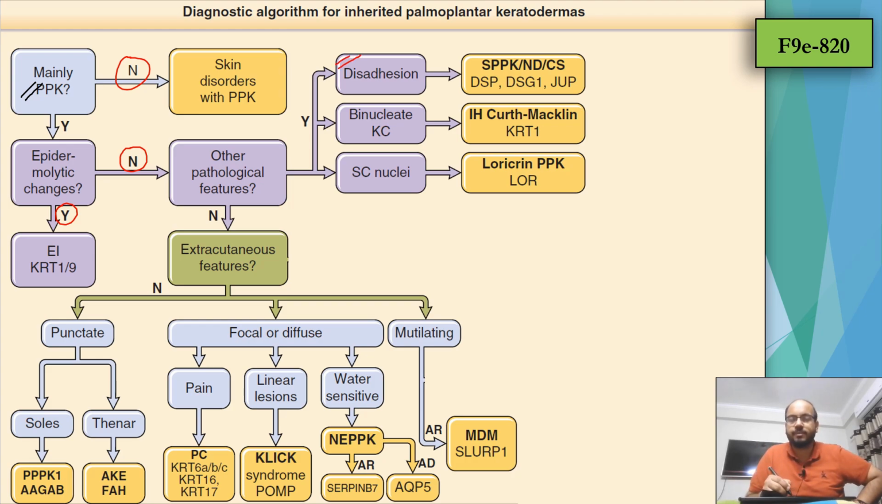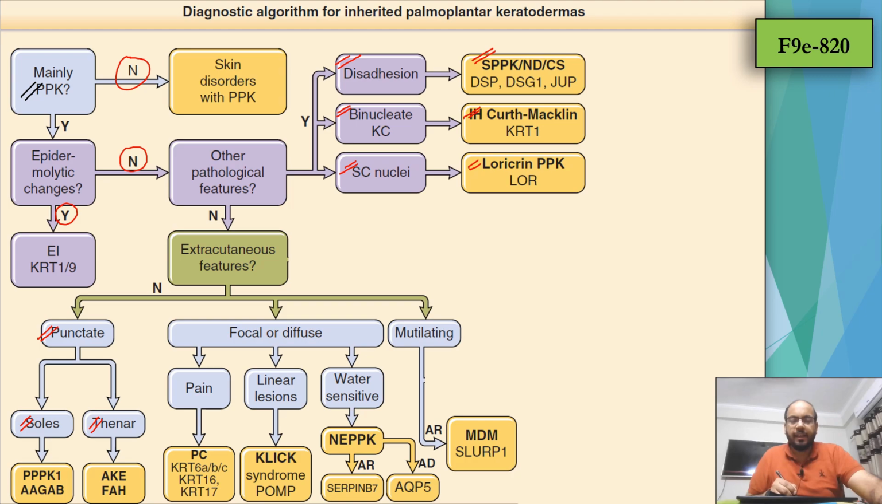If there's this addition, you have this Striate type of PPK. If you have binucleate keratinocytes, you have ichthyosis hystrix of Kurth-Macklin. If the stratum corneum has nuclei or parakeratosis, you have Loricrin PPK. If there are no extracutaneous features, you see if these are punctate. If the soles are involved, you have PPK type 1. If the thenar eminences, that means the base of the thumb, are involved, you have acrokeratoelastoidosis or focal acral hyperkeratosis, which is PPK type 2.